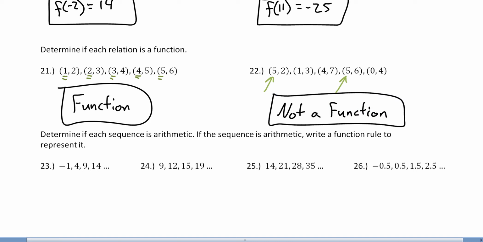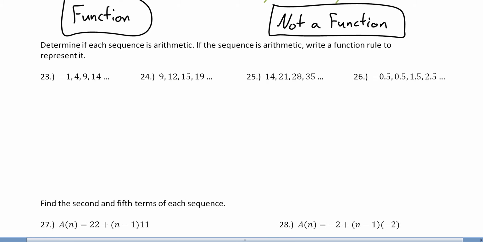When I look at the next couple here, we're just looking for arithmetic sequences. It says determine if each sequence is arithmetic. If the sequence is arithmetic, we want to write a function rule to represent it. And really, an arithmetic sequence just means that this thing is increasing by the same amount each time. I'm adding the same thing each time.